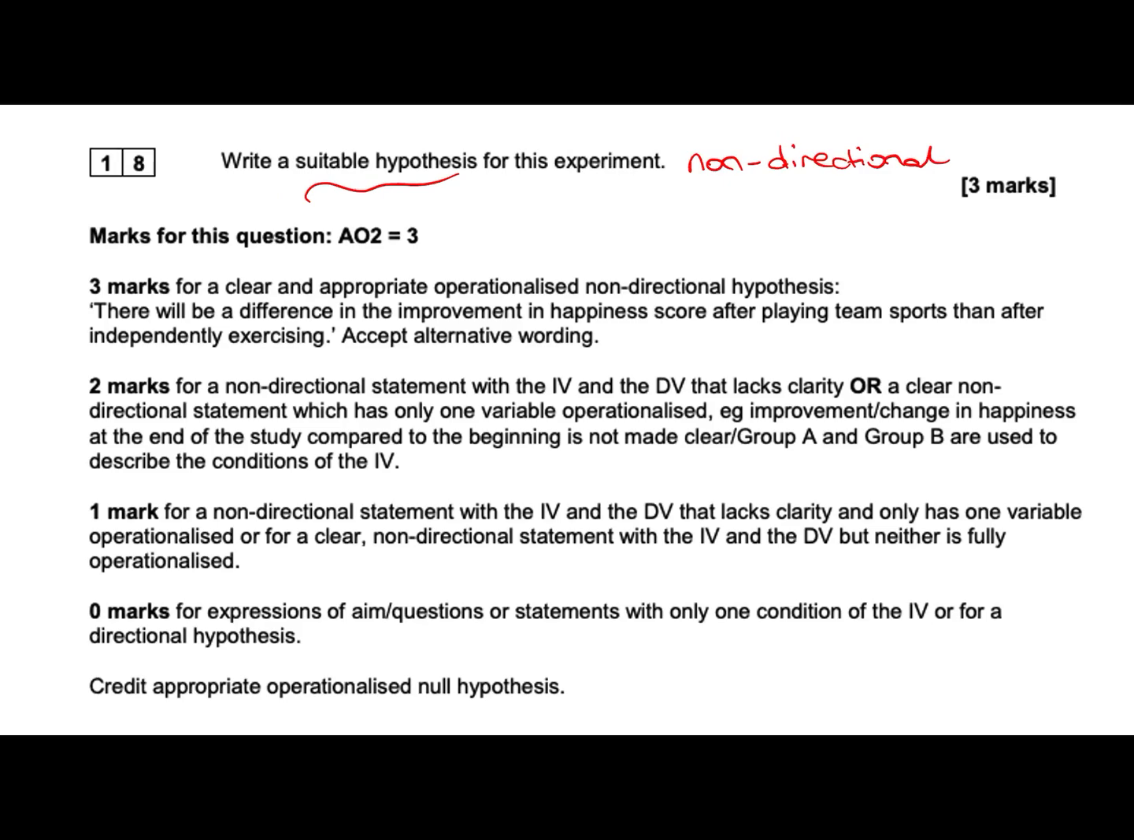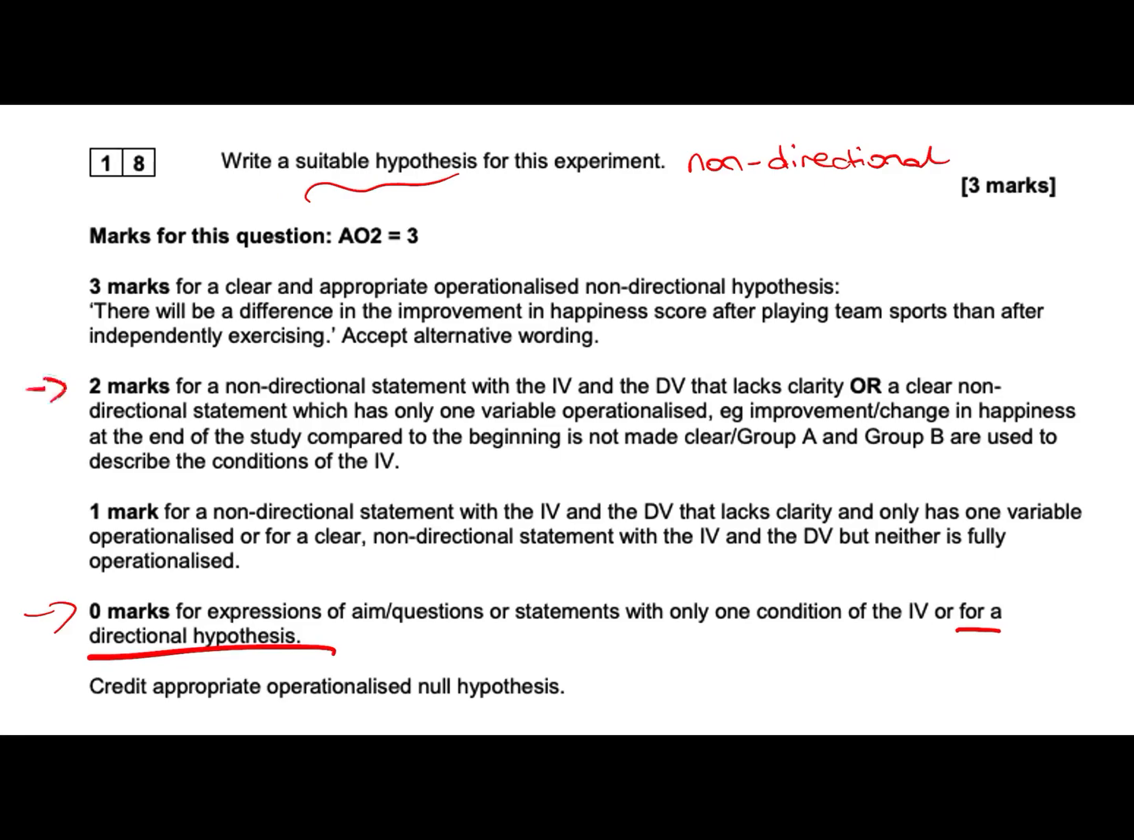Unfortunately, if you got number 17 wrong, then it was 0 marks if you wrote a directional. You could have written a null, nobody did, but that was credit worthy as well. So for 3 marks, you needed to operationalise your IV and your DV. Most people got 2 marks for this one because they didn't fully operationalise their IV. So didn't fully operationalise their DV.